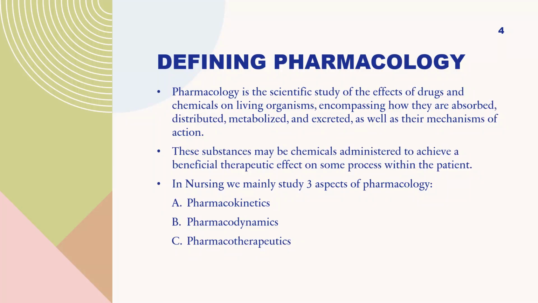These substances may be chemically administered to achieve a beneficial therapeutic effect on some process within the patient. This word therapeutic effect, you will hear it a lot when you're studying nursing. It's mostly to give a good effect on the health of the patient. It might be preventative or it might be treatment for a certain health condition. Okay. In nursing, we mainly study three aspects of pharmacology, which are pharmacokinetics, pharmacodynamics, and pharmacotherapeutics.